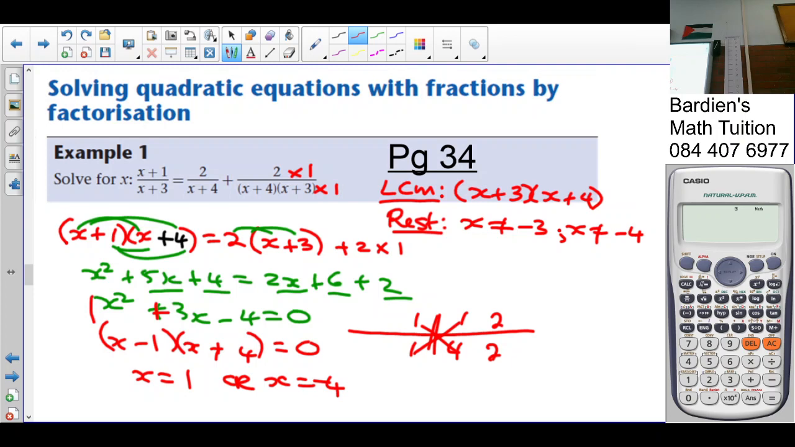But now coming back to the restriction, which values can x never be equal to? Negative 3 and negative 1. But looking at the solution, what do you notice?